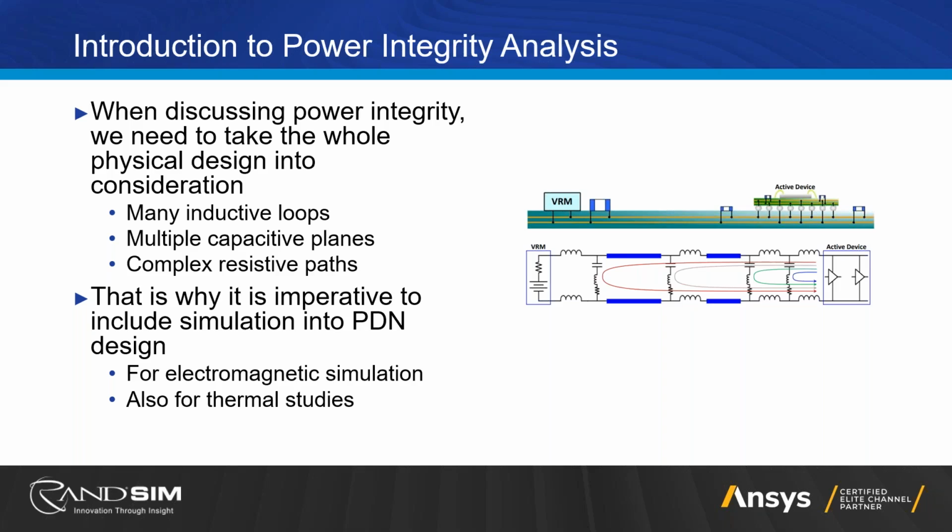If you were to think about this from a hand calculation perspective, it can get really difficult. We're talking about a lot of inductive loops. We're talking about the coupling of many planes, which may modify or influence impedance. And we're talking also about the resistive paths, where you have ground loops and your different passive components as well.